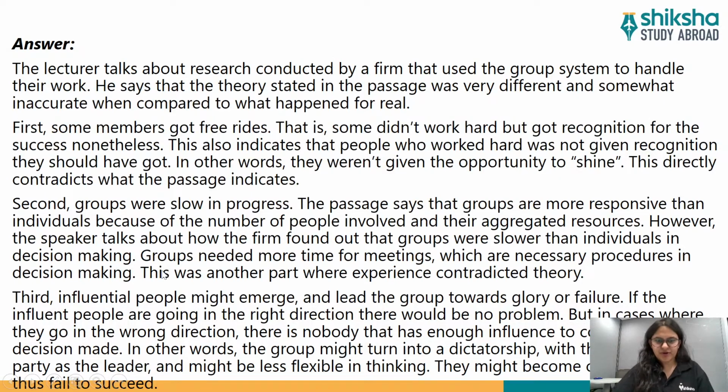Sorry for the interruption. All right, so I'm going to read out here in the second paragraph again. That is, some didn't work hard but got recognition for their success nonetheless. This also indicates that people who worked hard were not given recognition and they should have got. In other words, they weren't given the opportunity to shine. This directly contradicts what the passage indicates.